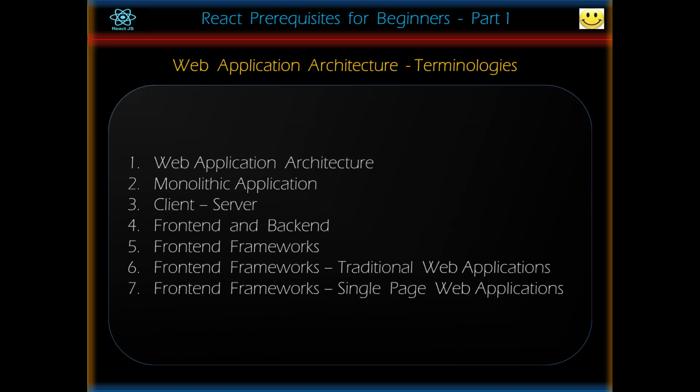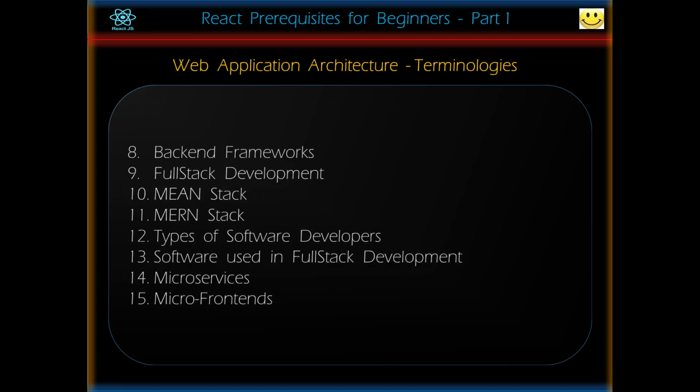In the first lecture, Web Application Architecture Terminologies, we will learn about Web Application Architecture, Monolithic Application, Client Server, Front-end and Back-end, Front-end Frameworks, Front-end Frameworks Traditional Web Application, Front-end Frameworks Single-Page Web Applications, Back-end Frameworks, Full Stack Development, Main Stack, Merge Stack, Types of Software Developers, Software used in Full Stack Development, Microservices, and then Micro Frontends.